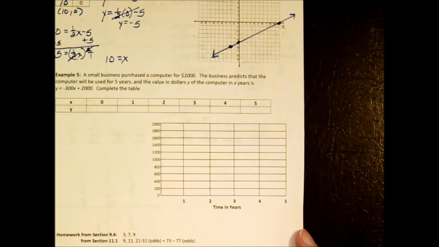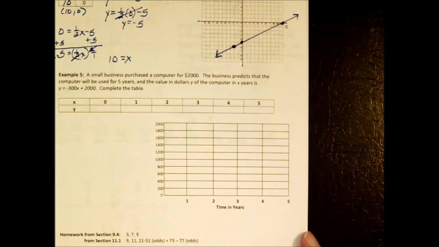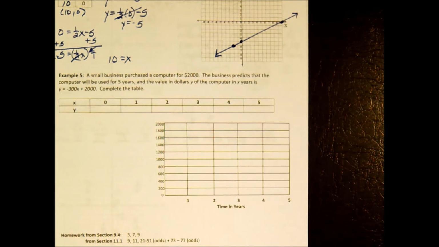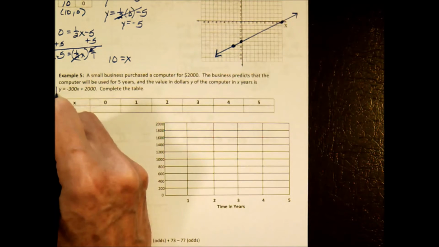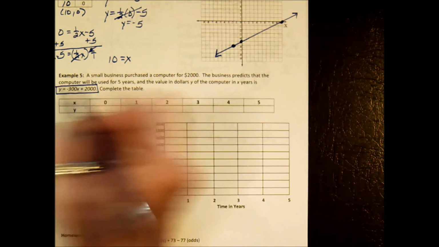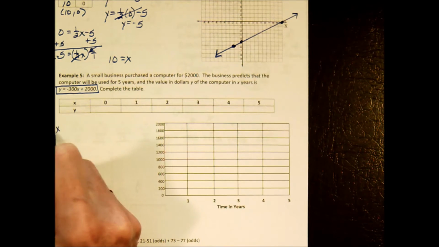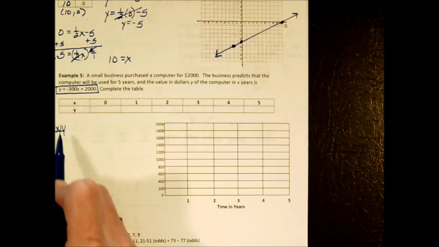All right, let's look at a real-world application for graphing. Number 5 says a small business purchased a computer for $2,000. The business predicts that the computer will be used for 5 years, and the value in dollars, which we're going to call y, of the computer in x number of years is this equation. Y equals negative 300x plus 2,000. Complete the table. Now this may look confusing, but it's actually the same thing that we've been doing the whole time. It's just rather than having an XY table that's vertical, like this one is horizontal.